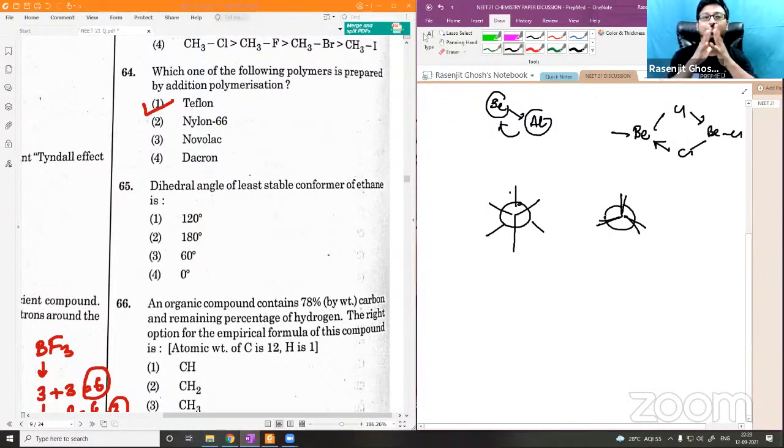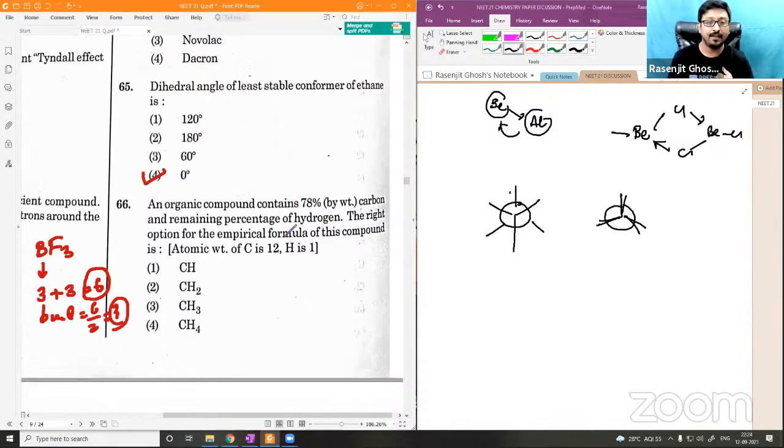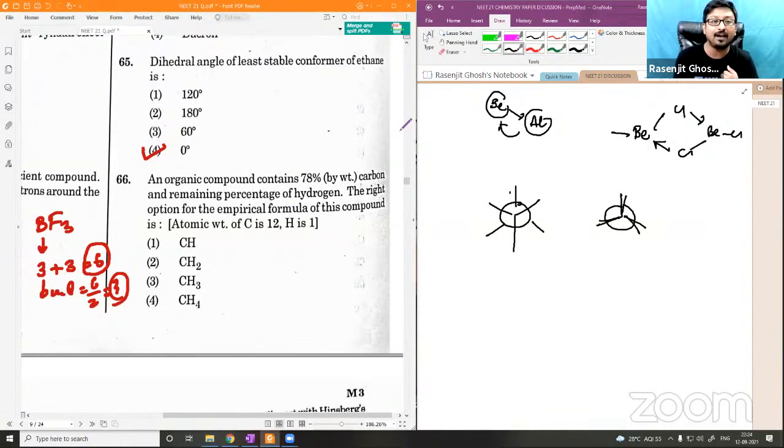So they will have a kind of steric hindrance, and that state will be the least stable conformer. The dihedral angle between them will be 0 degree conformation. Similarly, this happens with butane also. And the most stable conformer will be the 180, because then they are totally anti to each other.